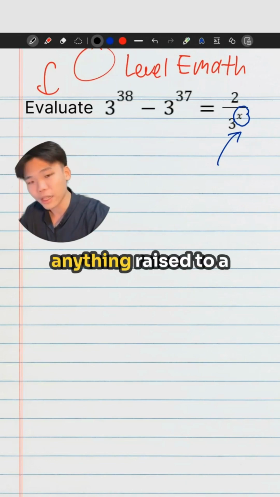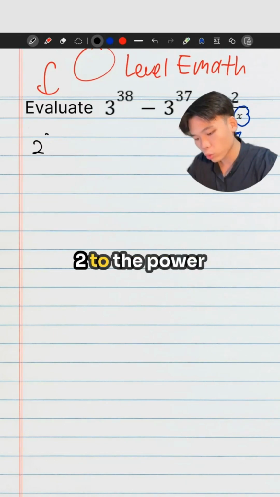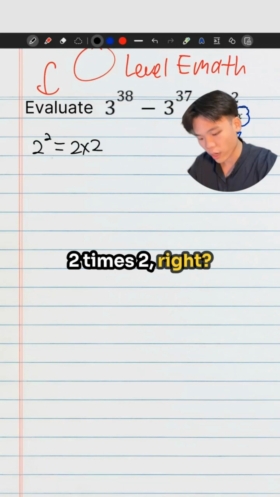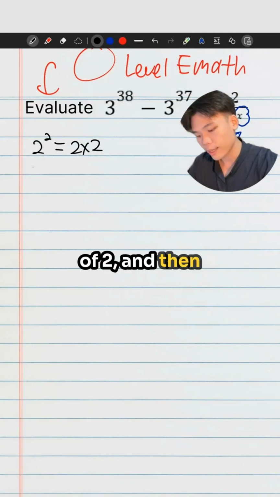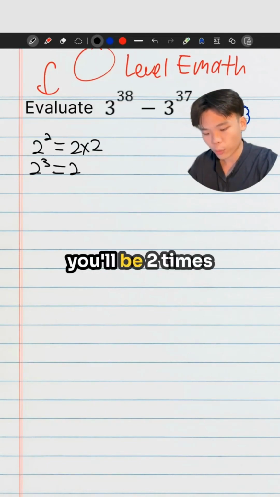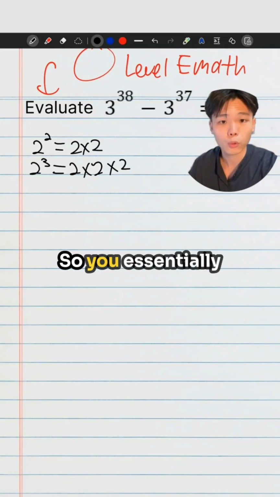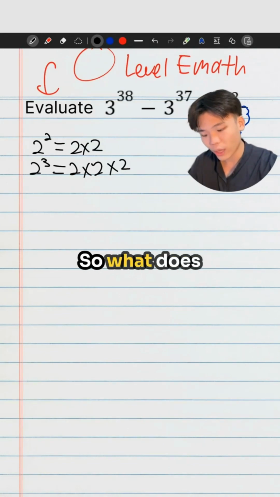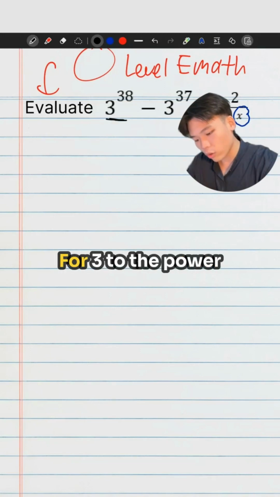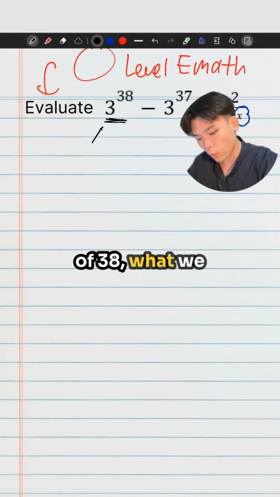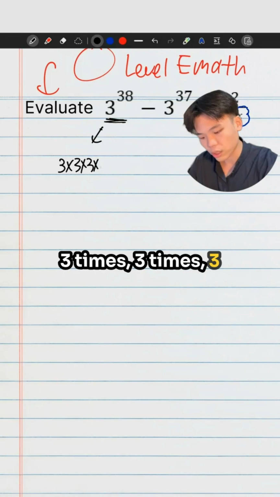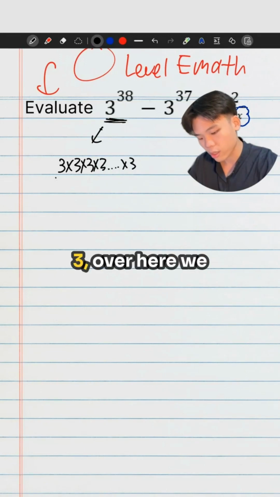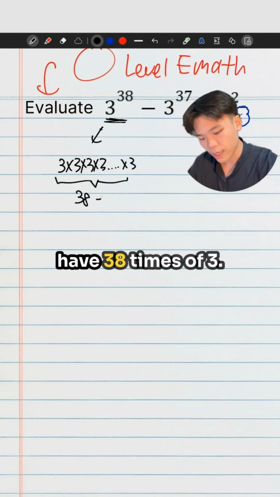So we know that anything raised to a power, for example, 2 to the power of 2 is basically 2 times 2, right? You have 2 copies of 2. And then let's say you have 2 to the power of 3, it will be 2 times 2 times 2, right? So you essentially have 3 copies of 2 multiplying each other. So what does that mean in this context over here? For 3 to the power of 38, what we have is essentially 3 times 3 times 3 times 3. Over here, we have 38 times of 3.